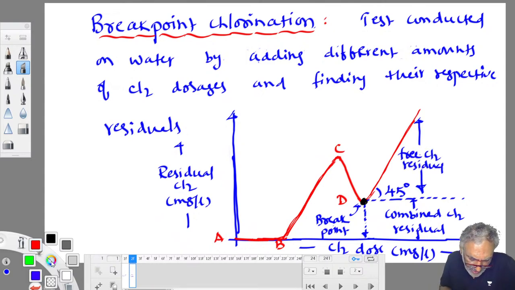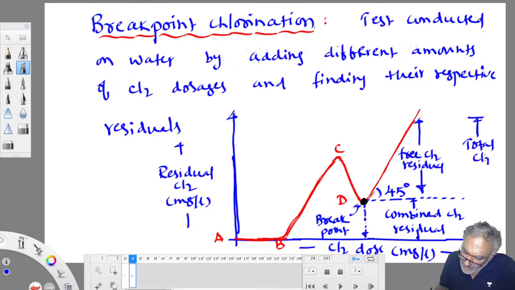The total residual is equal to what? Free chlorine residual plus combined chlorine residual. This is total chlorine residual, which gives protection. At the same time, it doesn't produce THMs in water. No much risk to human beings. So total chlorine residual is this much.